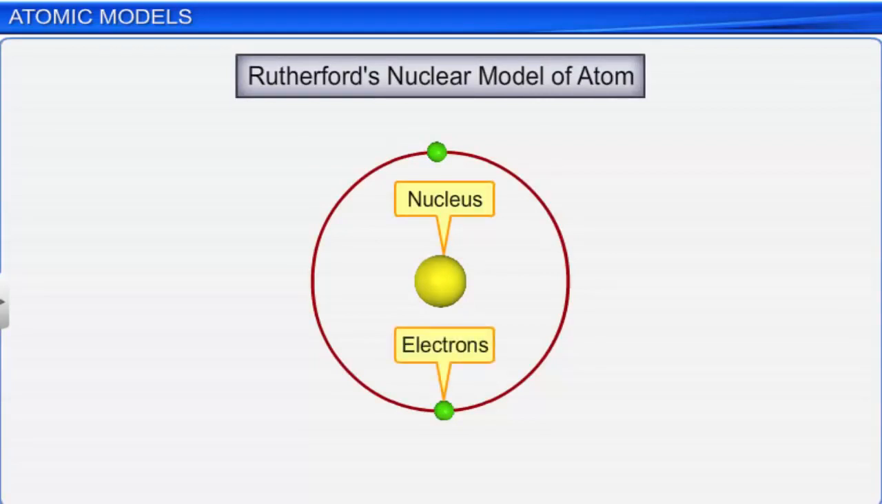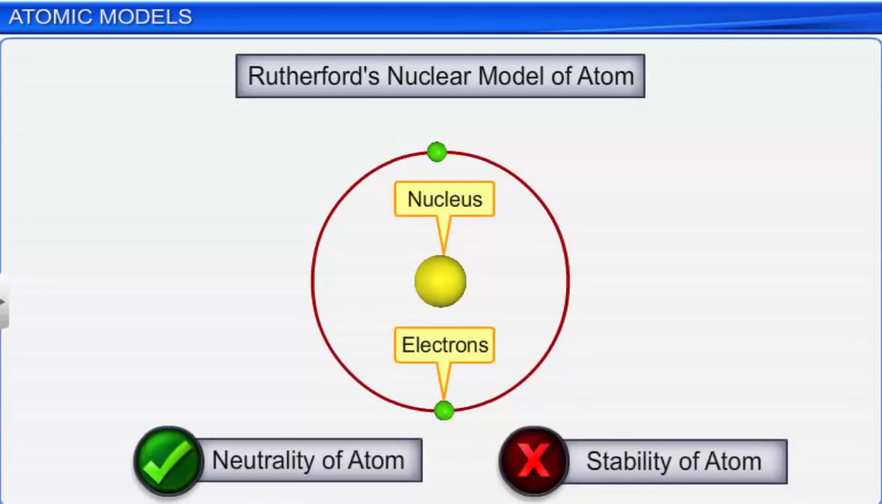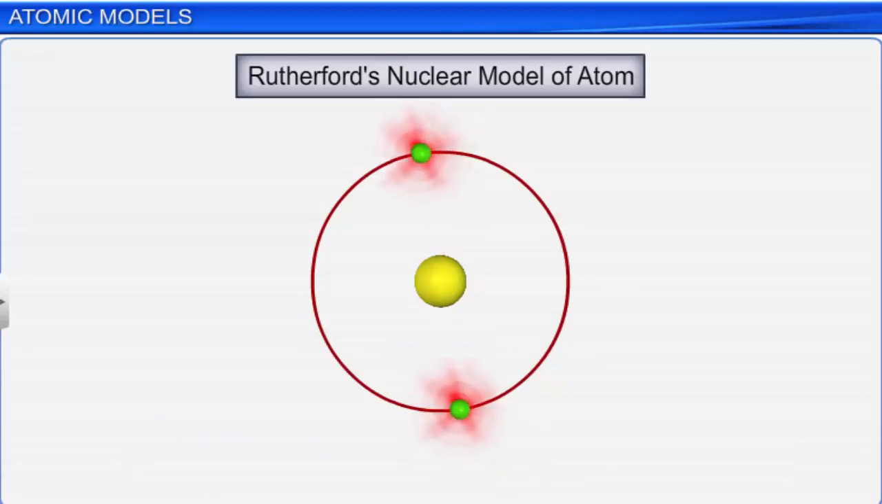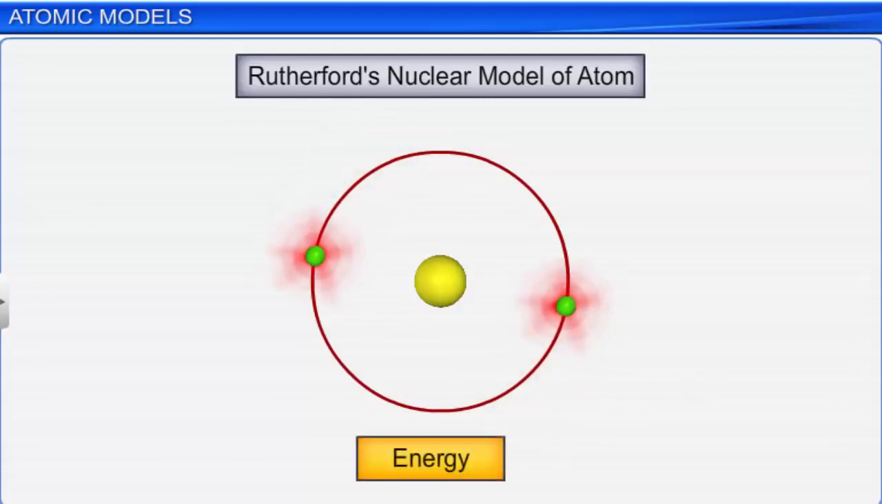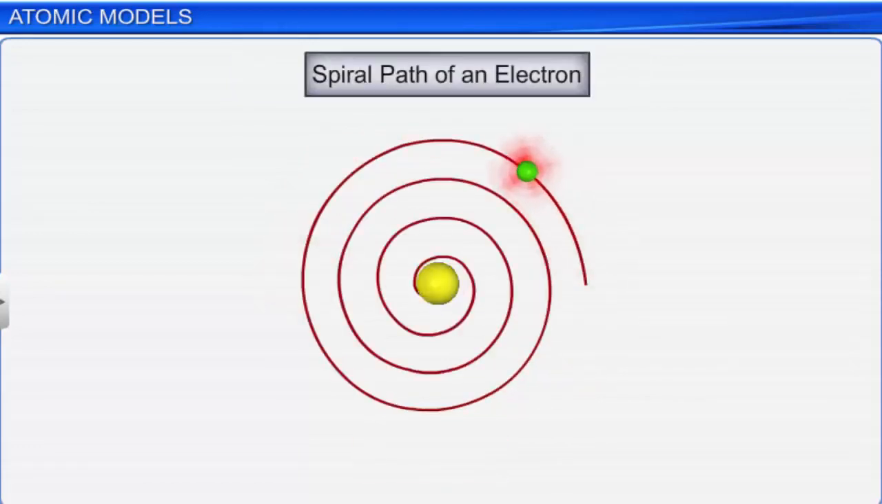However, it failed to explain the stability of an atom. According to Maxwell's theory of electromagnetic radiation, a charged particle in circular motion emits energy continuously. Hence, an electron revolving round the nucleus also loses energy. As a consequence of this, the electron follows the spiral path towards the nucleus, and this ultimately results in collapse of an atom.